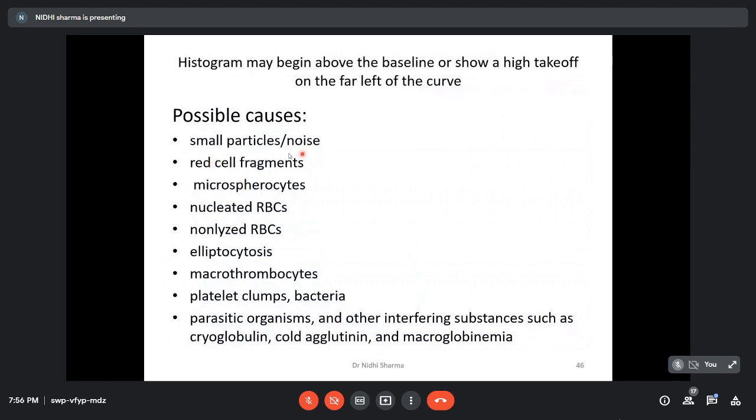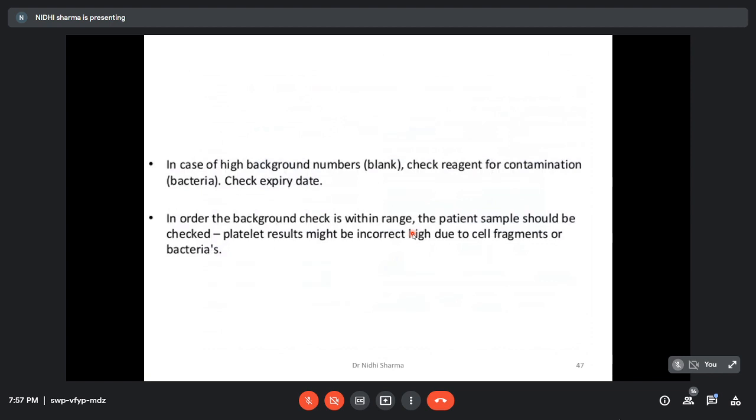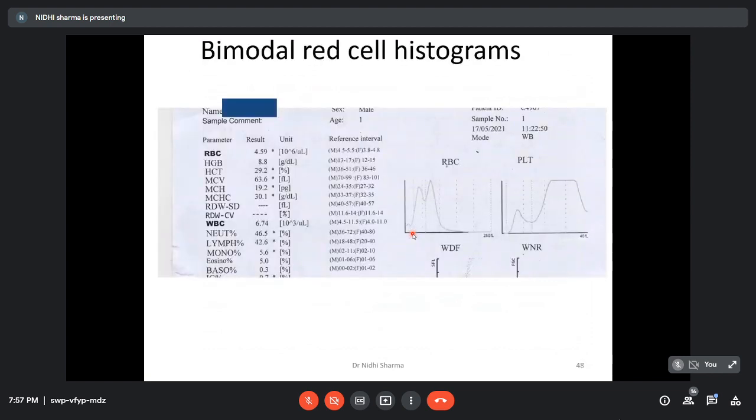Otherwise, you can think that there are small RBCs which have fragmented and are now smaller than 25 femtoliters, and therefore they are merging into the platelet population, and that could cause such a picture. Microspherocytes, circulating nucleated RBCs which are non-lysed and still there but smaller in size, some electrocytes, or platelets which are larger in size, called macrothrombocytes, platelet clumps, circulating bacteria, or some parasitic organisms are all the differentials that you have to consider in such a graph. As I told you, background noise can easily be checked if you look at the expiry date of your reagents. Now look at this kind of scenario.